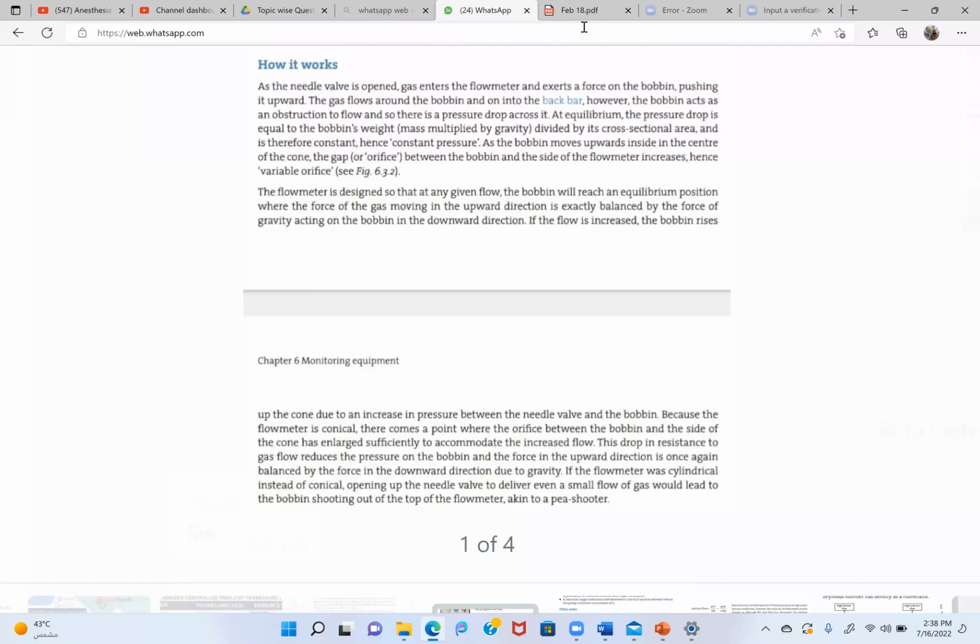If the flow meter was cylindrical instead of conical, opening up the needle valve to deliver even a small flow of gas would lead to the bobbin shooting out. It will run away, akin to a pea shooter. If anyone has an idea to explain it in a better way, otherwise we will go to the next question.